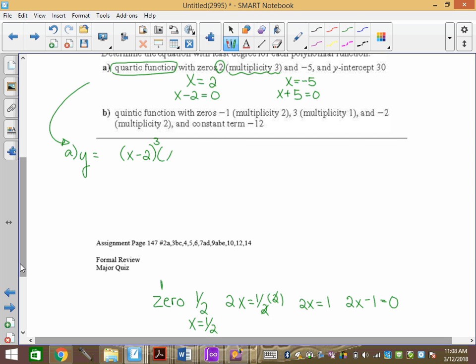We have x plus 5. Okay? Everyone's really good at getting at this. They're very good to get to this spot. Okay? Then they forget an a in front. We need to find out what our leading coefficient is.